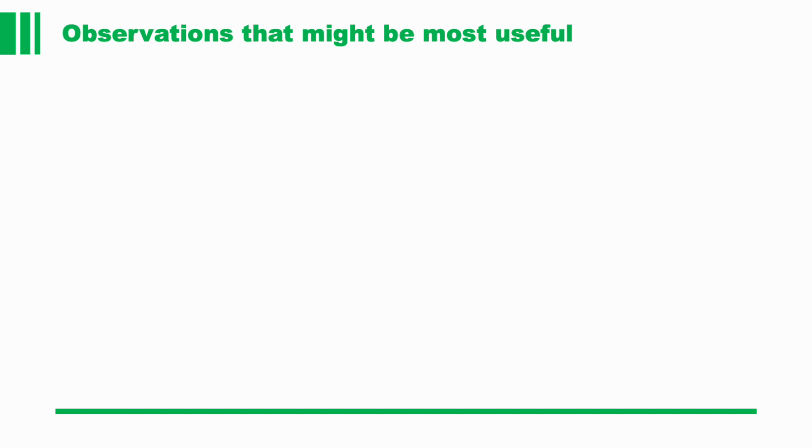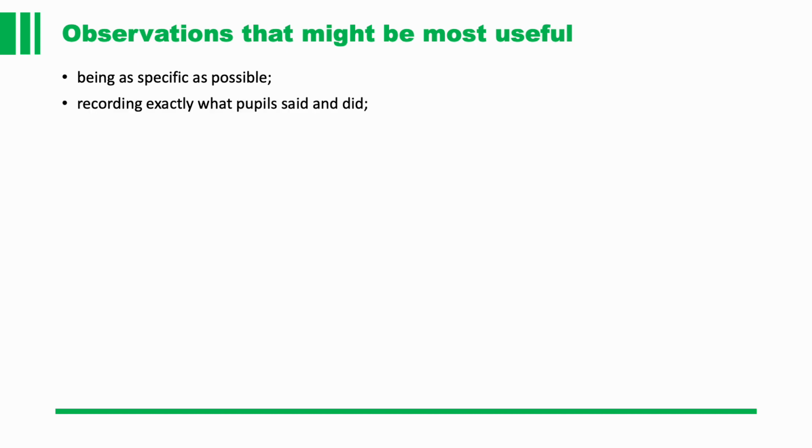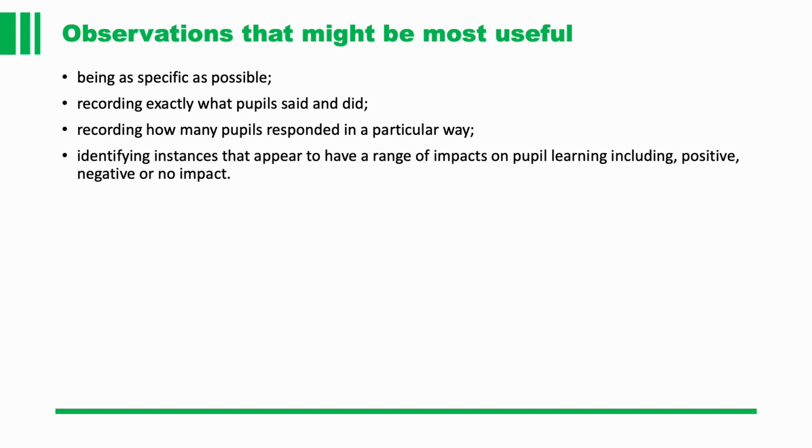Observations that might be most useful include being as specific as possible, recording exactly what pupils said and did, recording how many pupils responded in a particular way, identifying instances that appear to have a range of impacts on pupil learning, including positive, negative, or no impact.